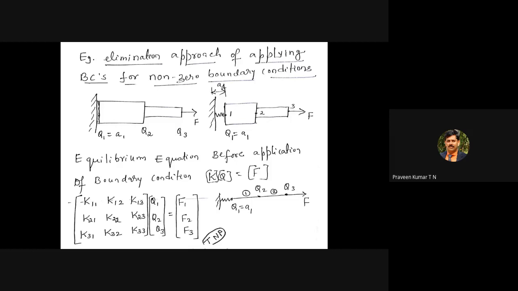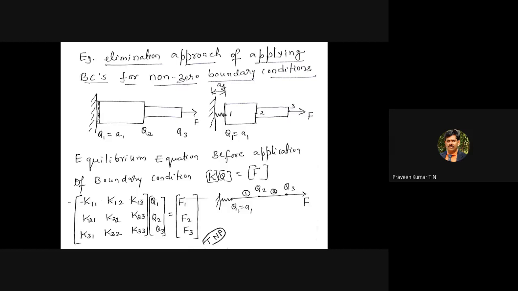In such cases, you have to modify the force vector. We have the force vector. This is the equilibrium equation. Imagine you have already found the stiffness matrix for element 1, then the stiffness matrix for element 2, then the global stiffness matrix, and finally end with this. This is the final global equilibrium equation.